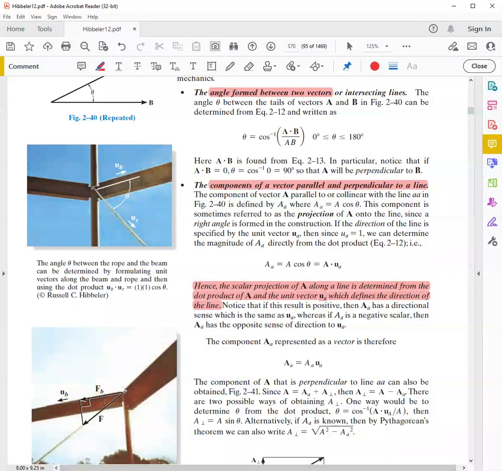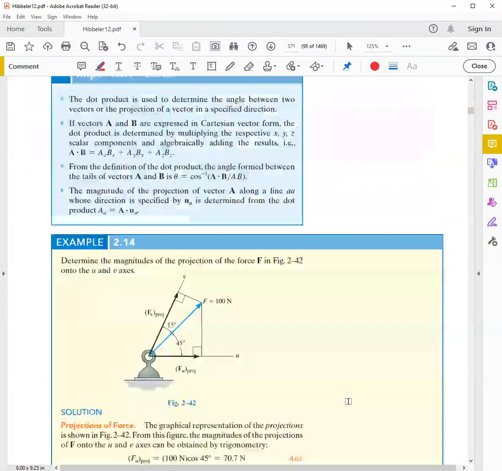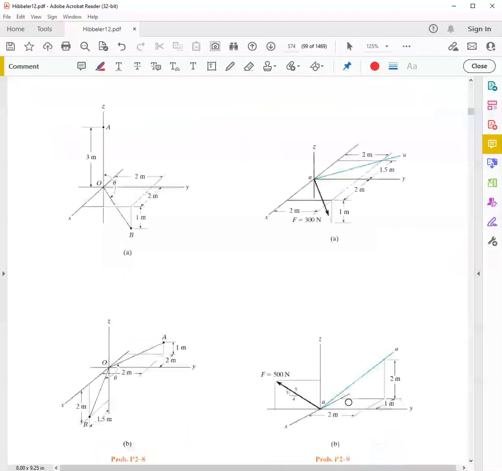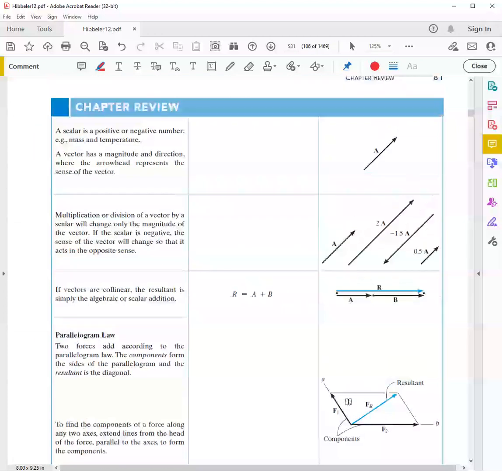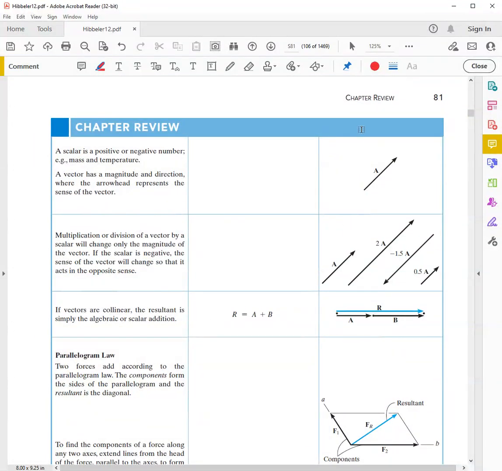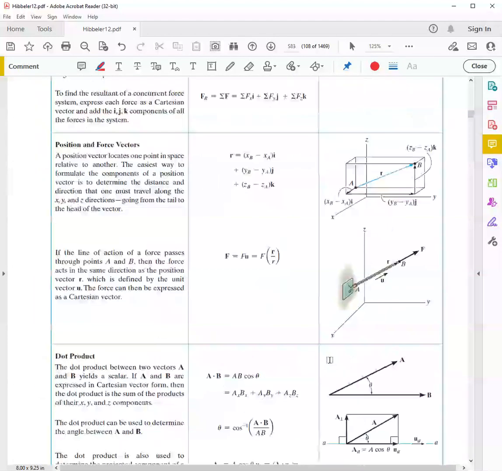Okay, and so it all becomes useful, as you will see, in applications. There are a few, and we'll be doing our share of them. There's a review of this chapter. Don't neglect page 81 with a chapter review and everything that we studied right now in this lecture. And this being said, I'm going to stop the recording.